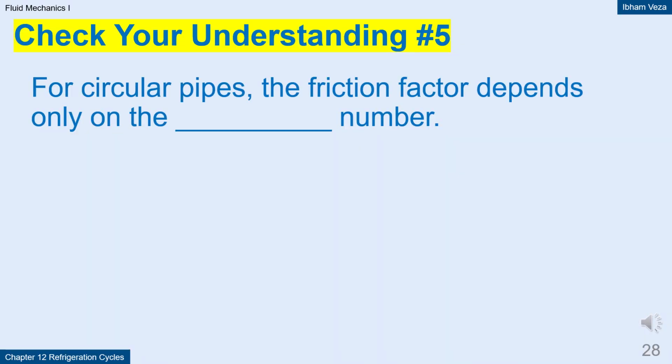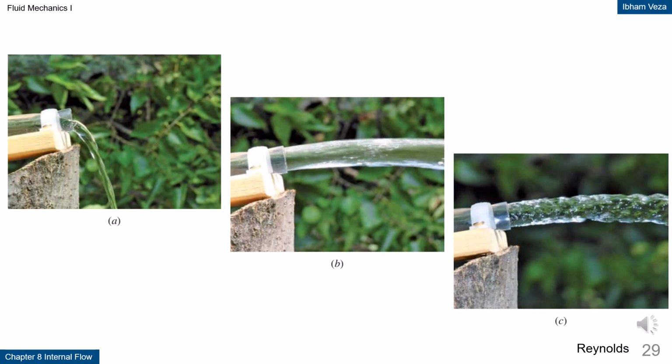Check your understanding. Number 5. For circular pipes, the friction factor depends only on the Reynolds number. Reynolds number. This photo shows the change in flow pattern of water coming out of a pipe. At low velocity, the flow appears smooth and orderly, indicating laminar conditions. As the velocity increases, the flow starts to oscillate and eventually becomes turbulent. This change is directly controlled by the Reynolds number. This visual example helps in understanding the physical meaning of flow transition.